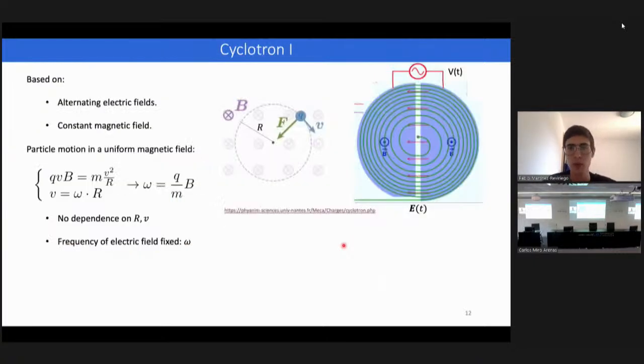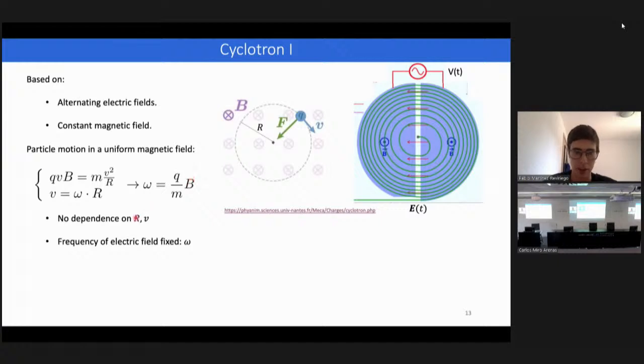So then we have to move to circular machines if we want to reach higher energies. And the first idea is the cyclotron. A cyclotron is based on an alternating electric field and a constant magnetic field. If we solve Newton's second law for a particle inside a magnetic field, we have this force, this is the mass of the particle and the normal acceleration, and we can find that the frequency of the particle moving in a circular motion only depends on the ratio of the charge and the mass of the particle and the modulus of the magnetic field.